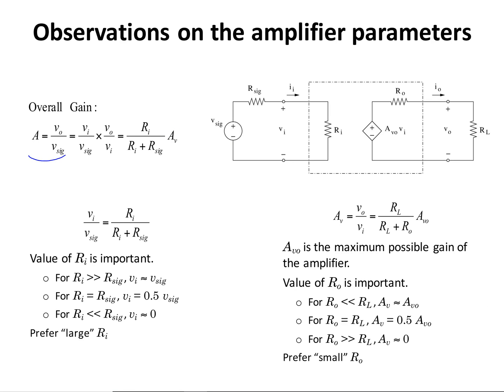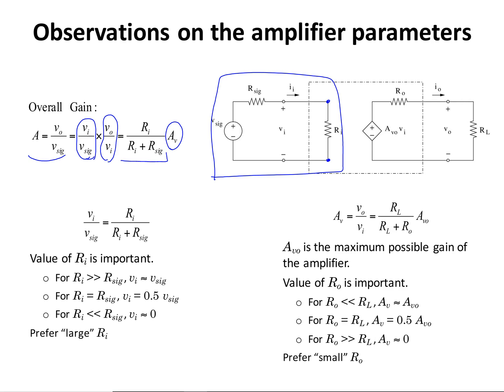It can be calculated by finding Vi over V signal, multiplying the result by Vout over Vi. I know that Vout over Vi is AV, and this is a simple voltage divider network here. Vi, the voltage across this input resistance, is Ri divided by Ri plus R signal multiplied by V signal. So Vi over V signal is Ri divided by Ri plus R signal.